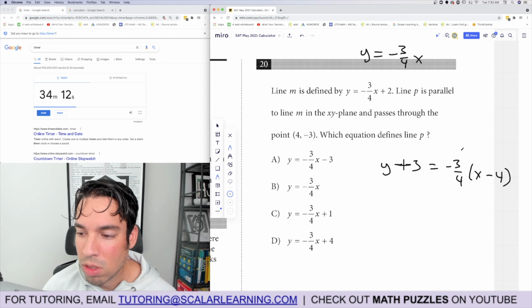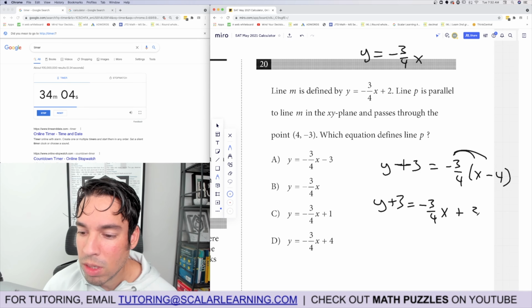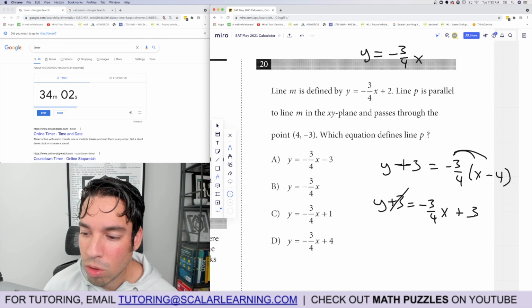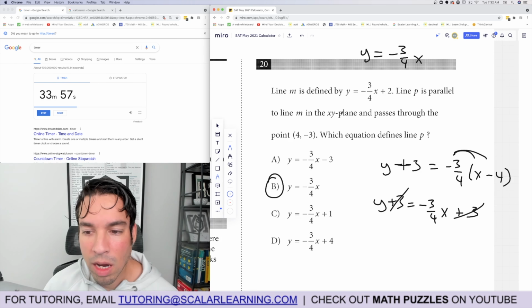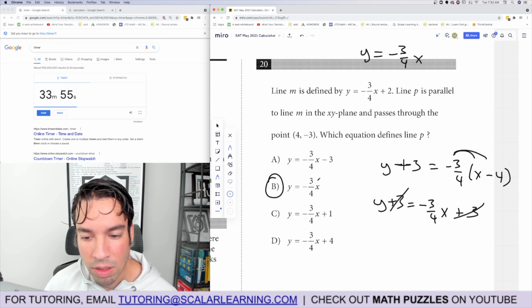And then they gave it to us in slope-intercept form. Distribute. y plus 3 equals -3/4 x. -3/4 times -4 is positive 3. Those two threes cancel out, right? y equals -3/4 x. Now we're going to plug and chug and make sure that works. If I plug in 4, do I get -3? Yes, I do. All right, we're good.